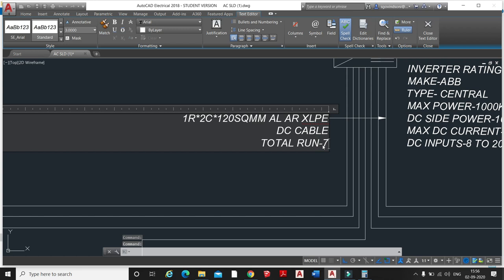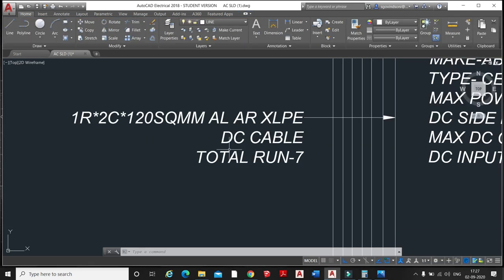And what is the disadvantage of two core? Let's suppose the fault comes in this cable, you will replace the complete two core cable, both positive and negative wire. And if we use two runs of single core cable, when the fault comes in a single cable, then you can replace only the positive or negative wire. So this is the advantage.